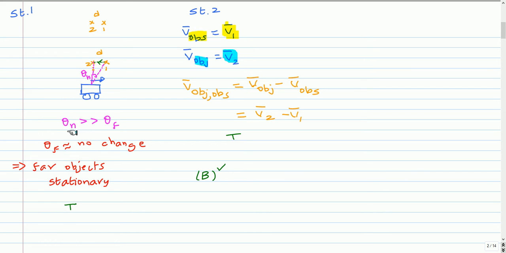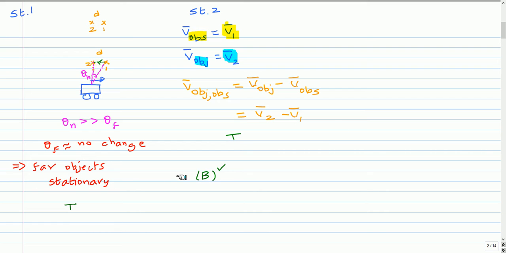So it will appear as if the faraway object is not moving, because the angle the line of sight of the faraway object makes with the observer is approximately constant. The second statement says the velocity of the observer is v1 and the velocity of the object is v2. Then the velocity of the object with respect to the observer is the velocity of the object minus the velocity of the observer, that is v2 minus v1. This is the basic idea of relative motion.